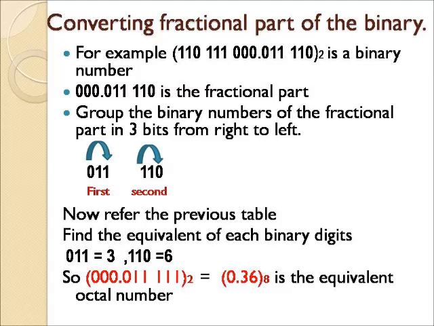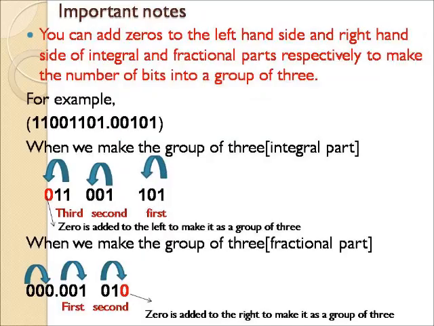So we have seen the example of converting the integral part of a binary number to an octal number and the fractional part of a binary number to an octal number. When we convert binary numbers to octal numbers, I have written some important information on the screen, so please read it. You can add zeros to the left-hand side and right-hand side of the integral and fractional parts respectively to make the number of bits into groups of 3.